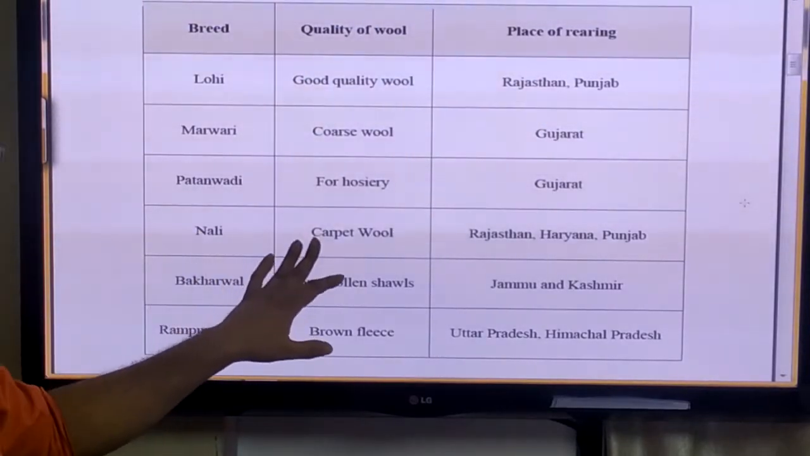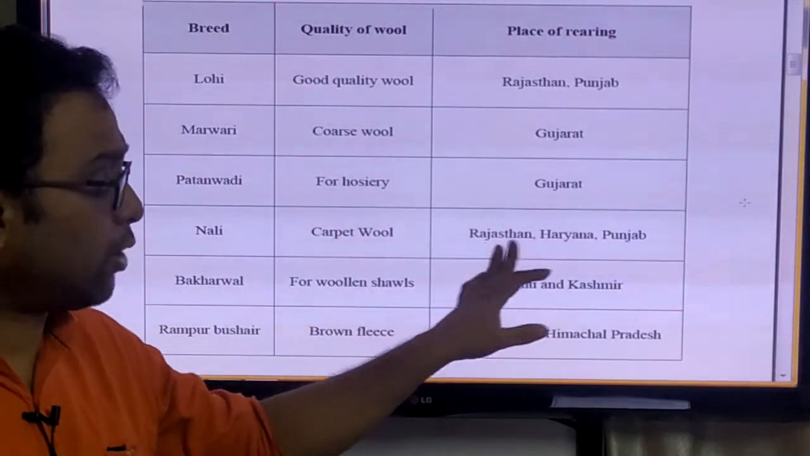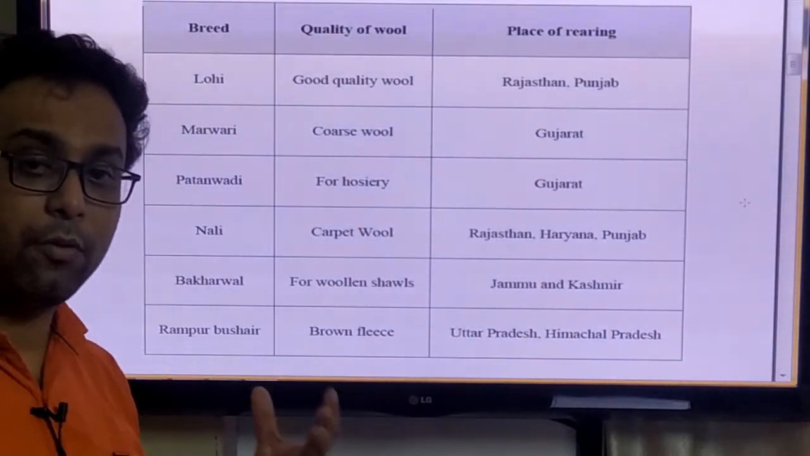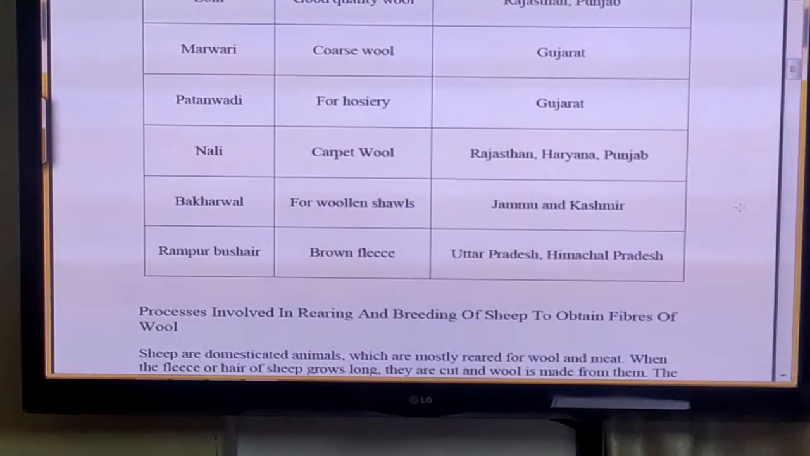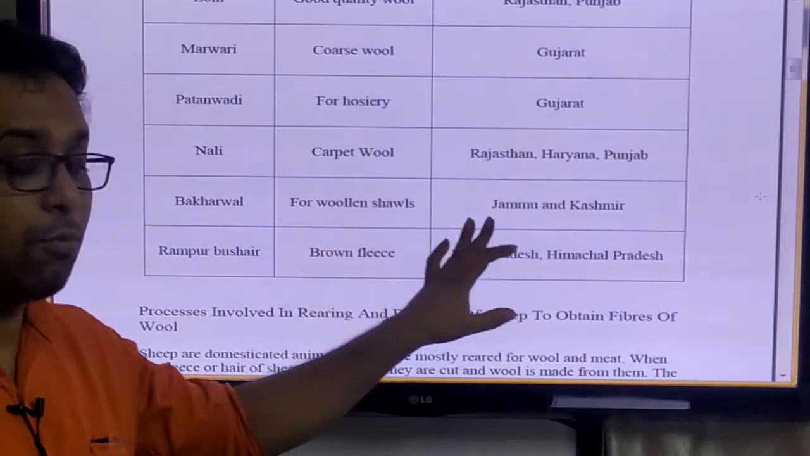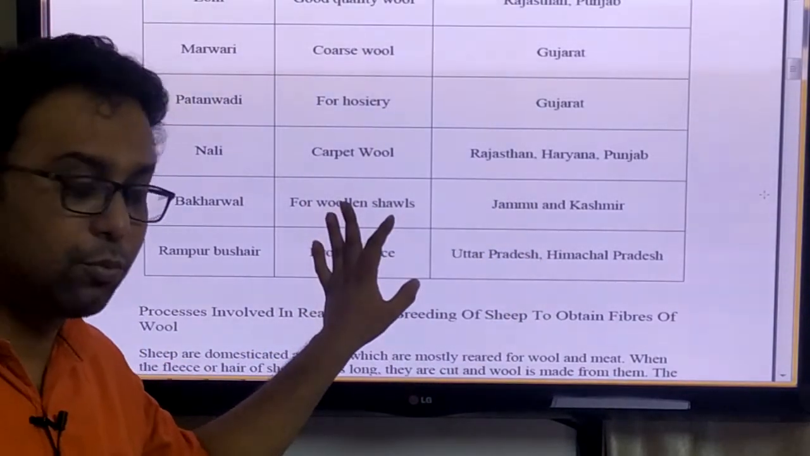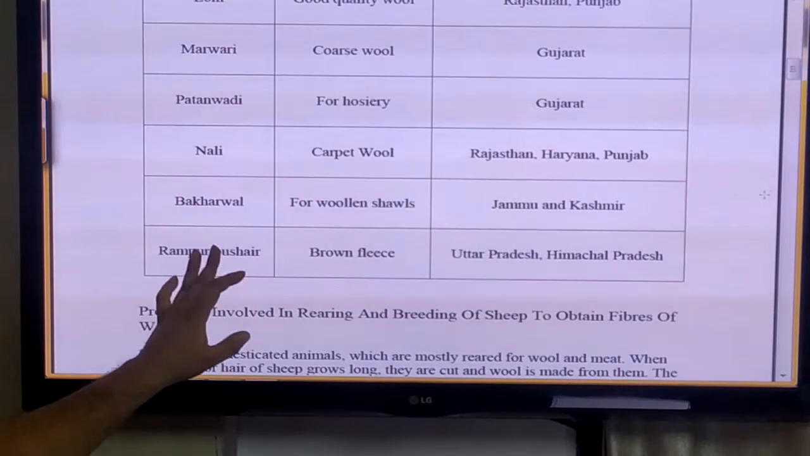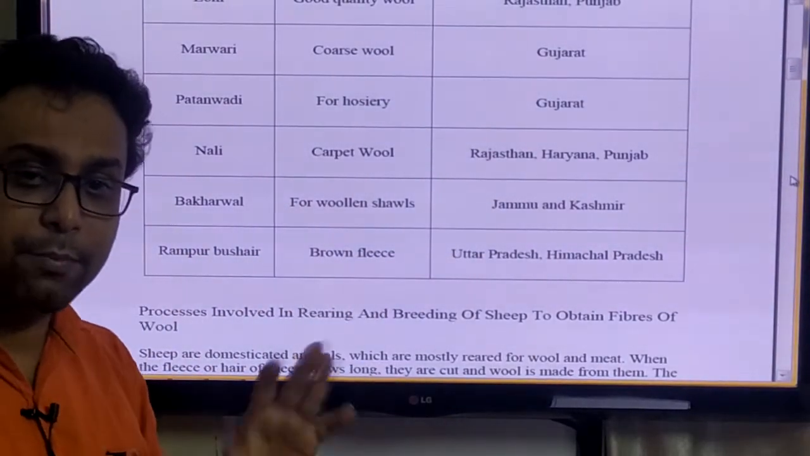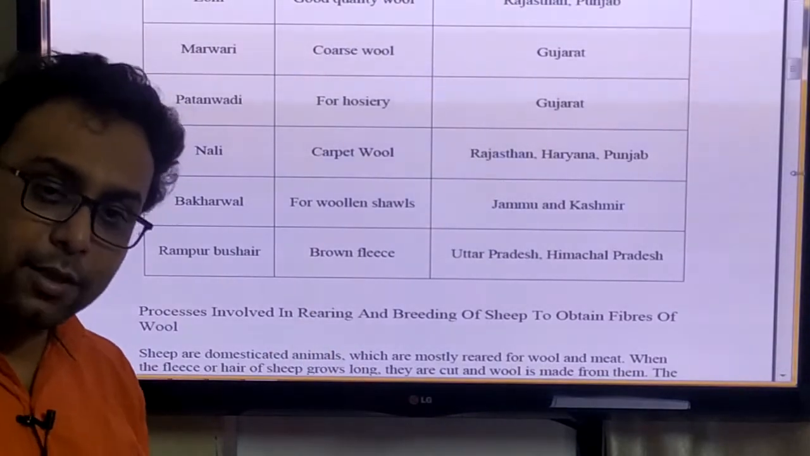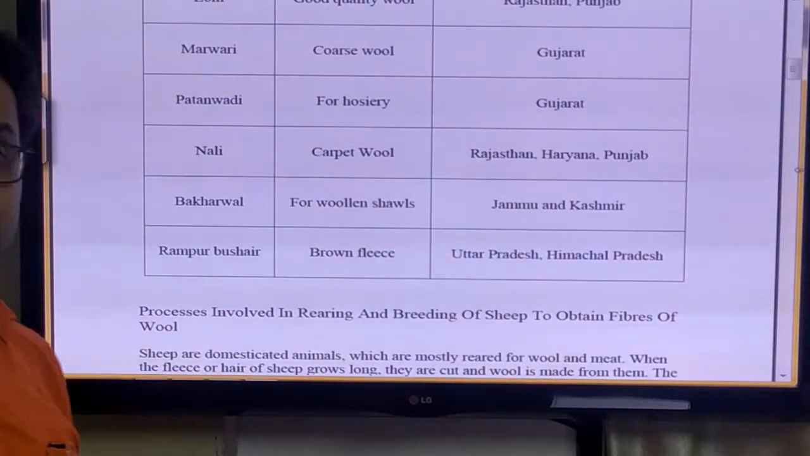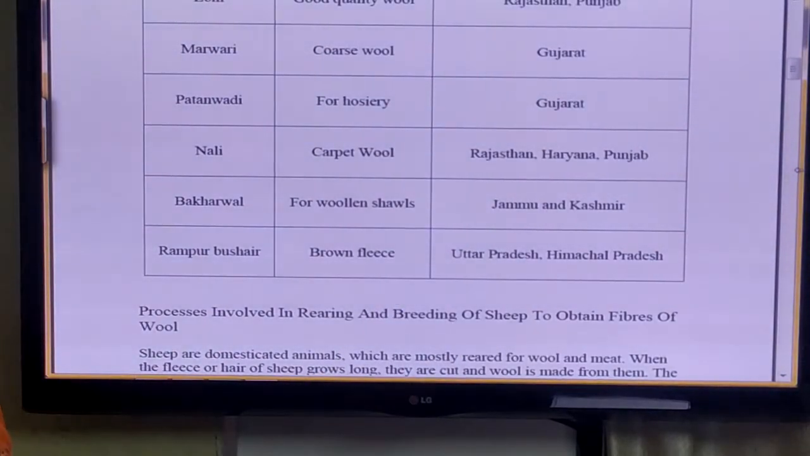Nali is for carpet wool, and Rajasthan, Haryana and Punjab are where this type of sheep are reared for wool. Bakhwari is for woolen shawls, from Jammu and Kashmir, which is a very famous type of wool. And Rampur Bushair is the brown fleshy wool, that means brown color wool. Naturally they are brown in color, and Uttar Pradesh and Himachal Pradesh are the most common regions where this is reared.